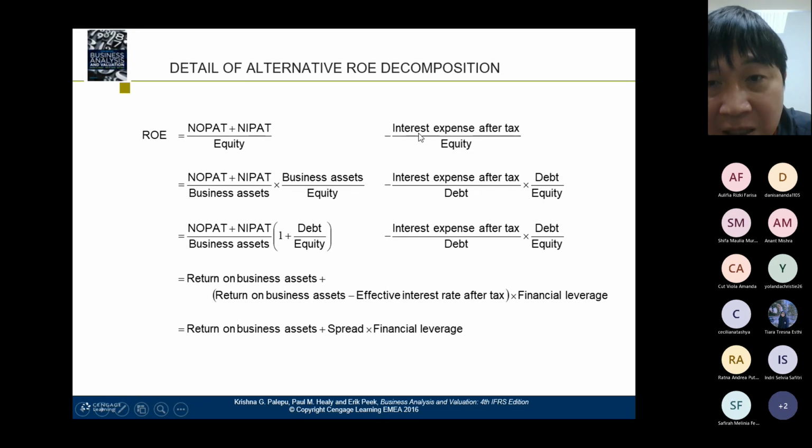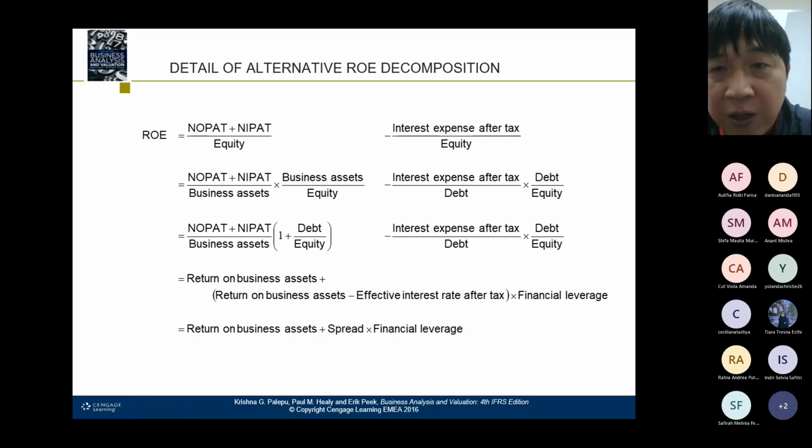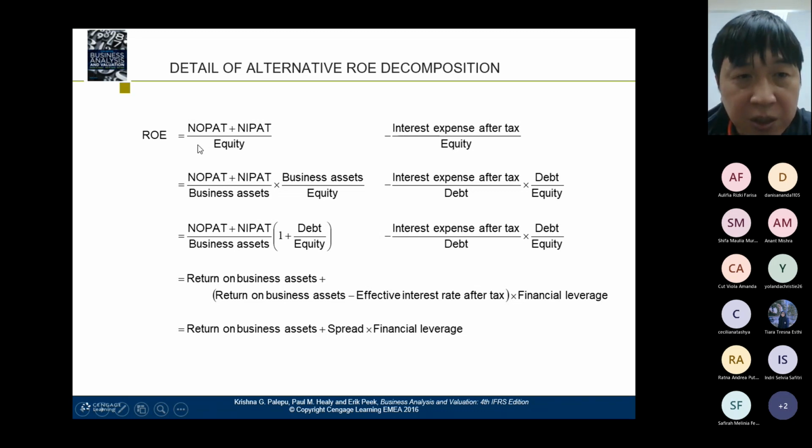So we deduct the interest expenses. We know the interest expenses are what we have to pay to the bondholders every period. So here, NOPAT plus NIPAT, we plug in the business assets.